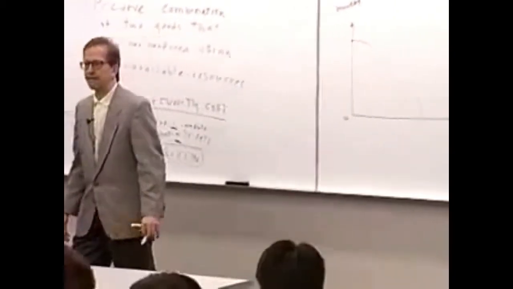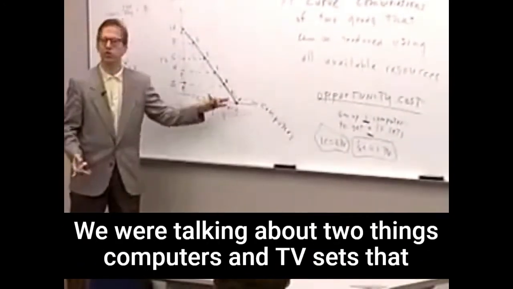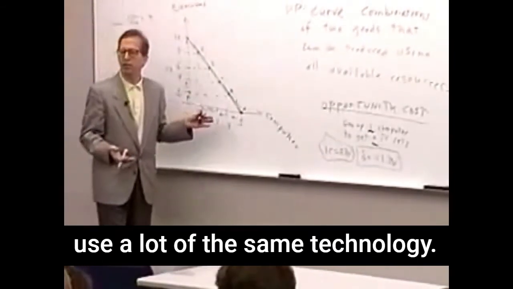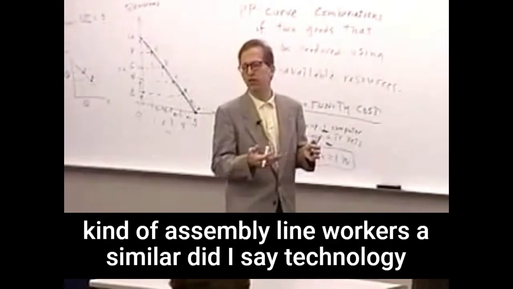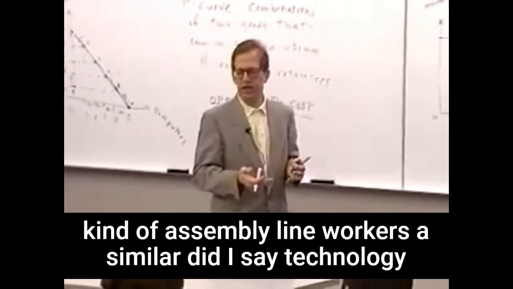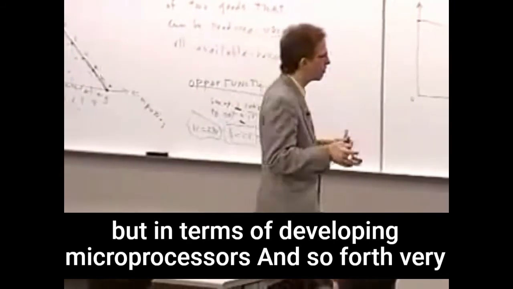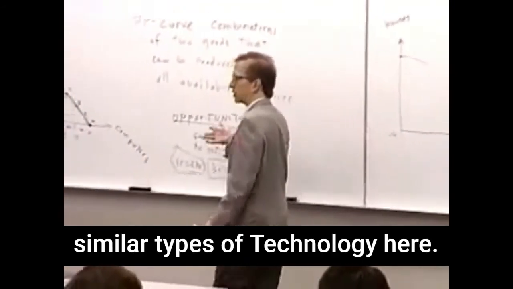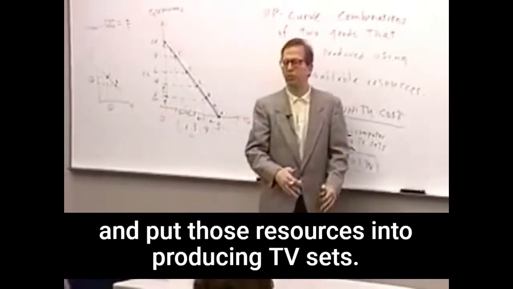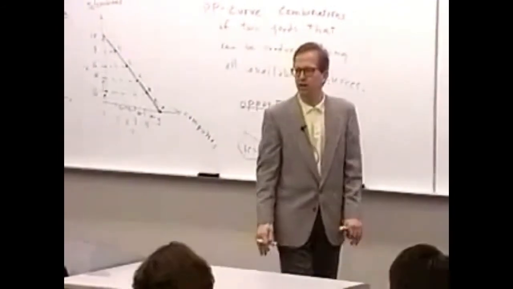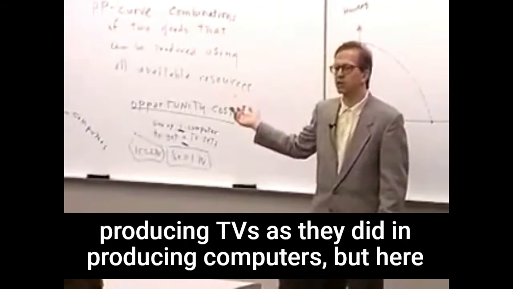What's the difference? Well, the difference is this. Here we were talking about 2 things, computers and TV sets, that use a lot of the same technology, a lot of the same skills, the same kind of factories, the same kind of assembly line workers. In terms of developing microprocessors and so forth, very similar types of technology. And so if you take away resources from producing computers and put those resources into producing TV sets, they work pretty well. Maybe just a little bit of retraining, they do just as well producing TVs as they did producing computers.